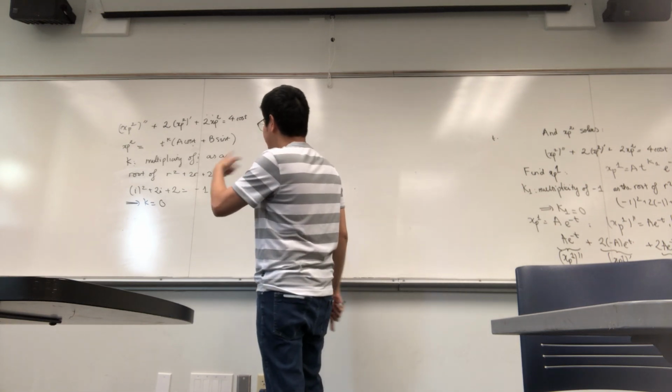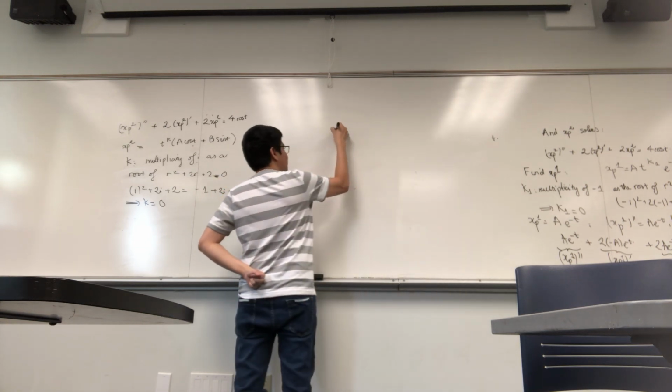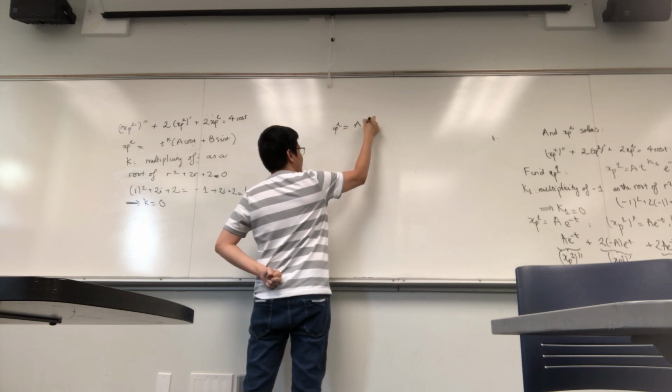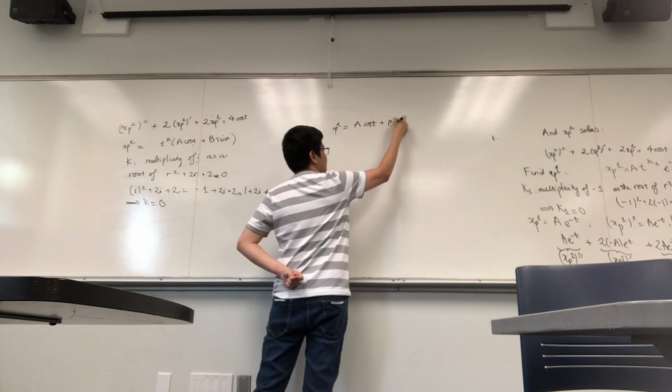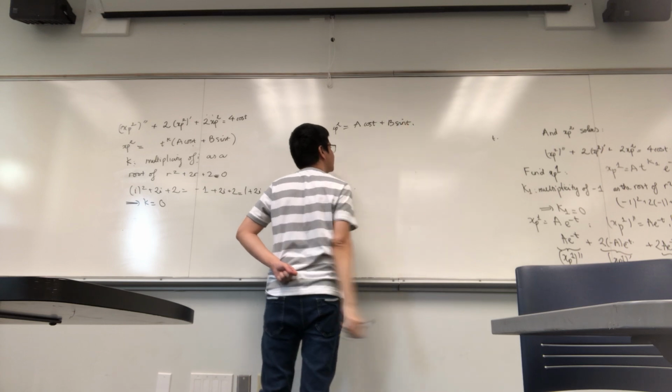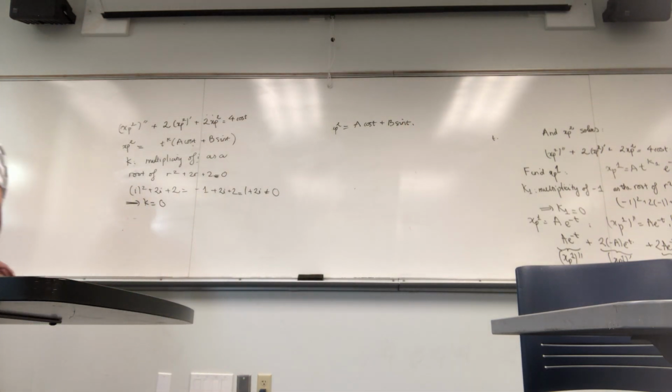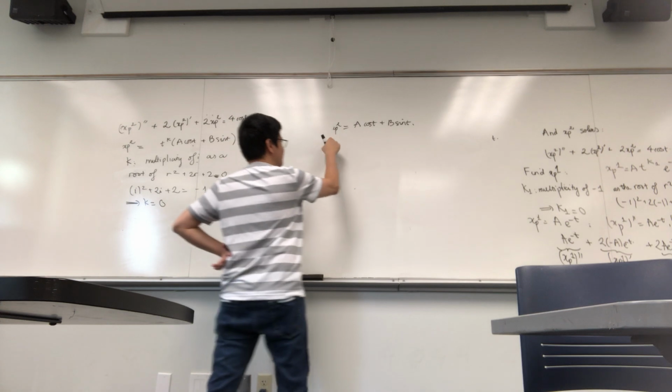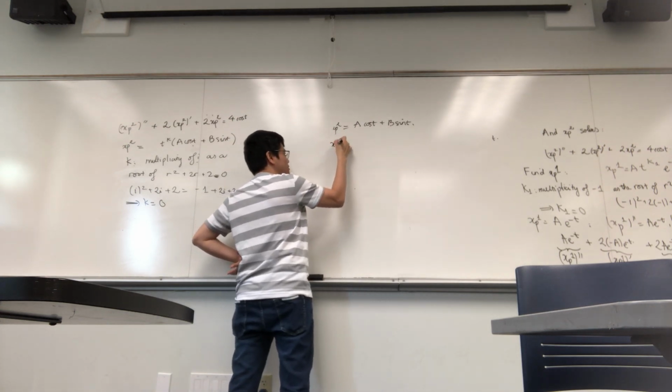Now xp2 will be a times cosinus of t plus b times sinus of t. All right? So how do I find a and b? You find what xp2 minus xp whole time is and put it in the middle. So I'm gonna find the derivative of this and I plug everything into the equation.